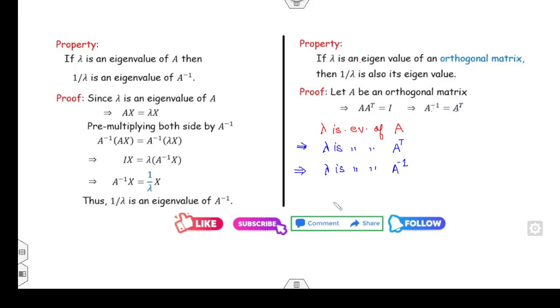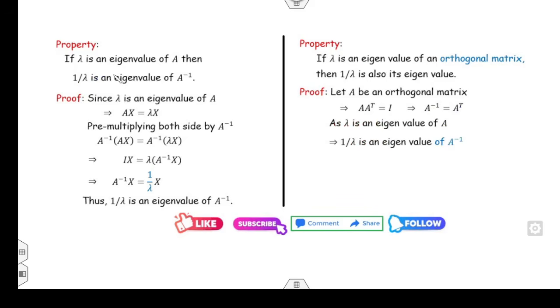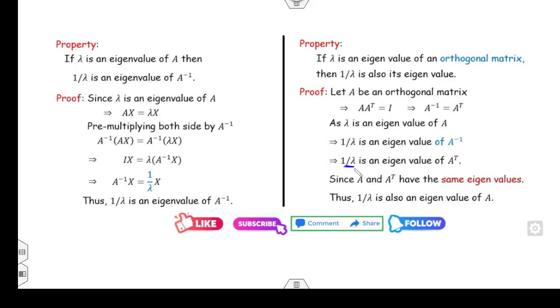Fine. So what is the eigenvalue of A inverse? The eigenvalue of A inverse is 1 over lambda. If lambda is an eigenvalue of A, 1 over lambda is an eigenvalue of A inverse. If A inverse is equal to A transpose, that means 1 over lambda is also an eigenvalue of A transpose, and the eigenvalues of A and A transpose are the same. Therefore, 1 over lambda is also an eigenvalue of A.